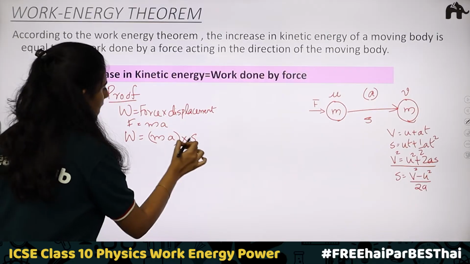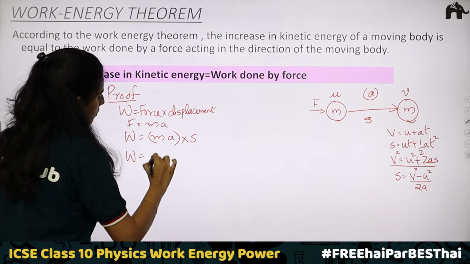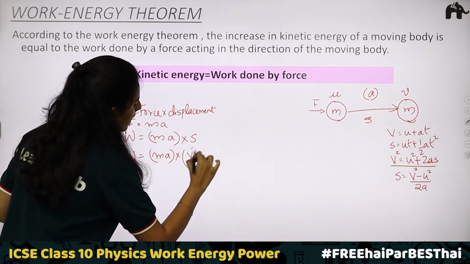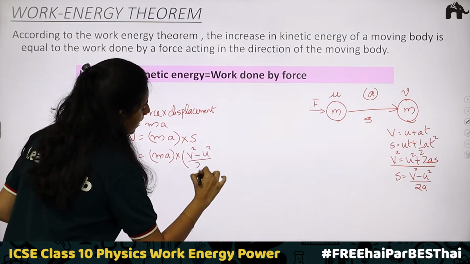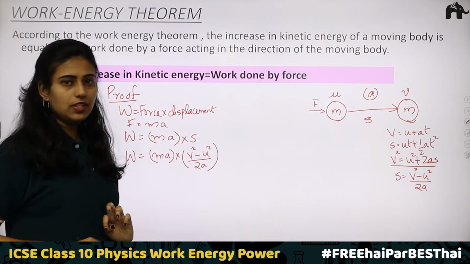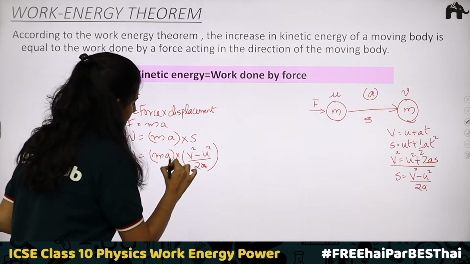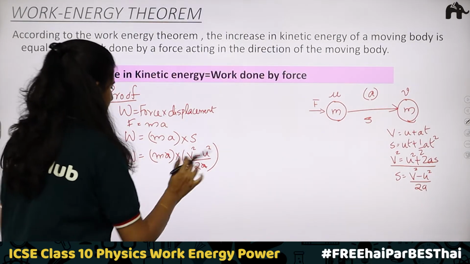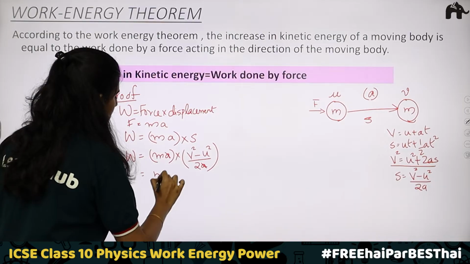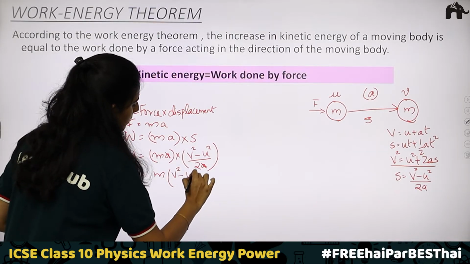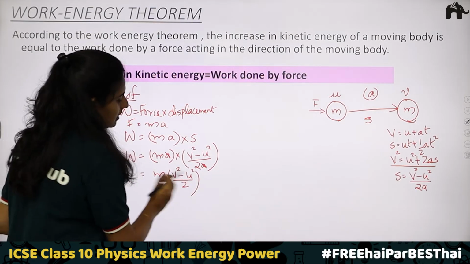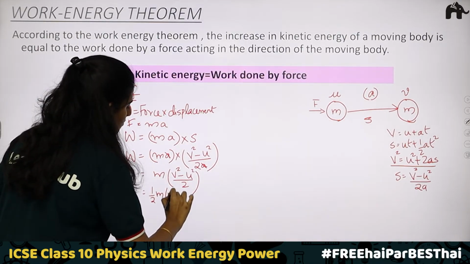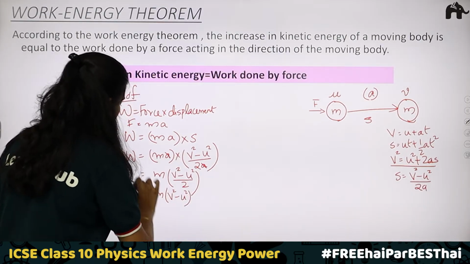Substituting here in place of s, work is equal to ma into v square minus u square divided by 2a. You can cancel this a and this a, since we have acceleration in the numerator and also in the denominator. Cancelling it, what do we get? We get m into v square minus u square divided by 2. Taking this 2 outside, we have half m into v square minus u square as the work done W.